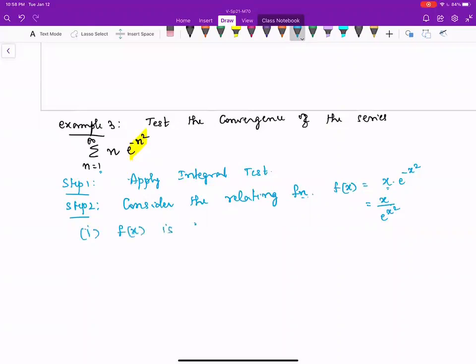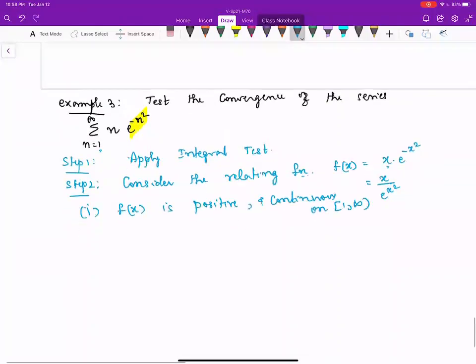f of x is positive and continuous on the interval 1 through infinity. Is it decreasing? Is f of x decreasing on the interval 1 through infinity, or eventually decreasing?